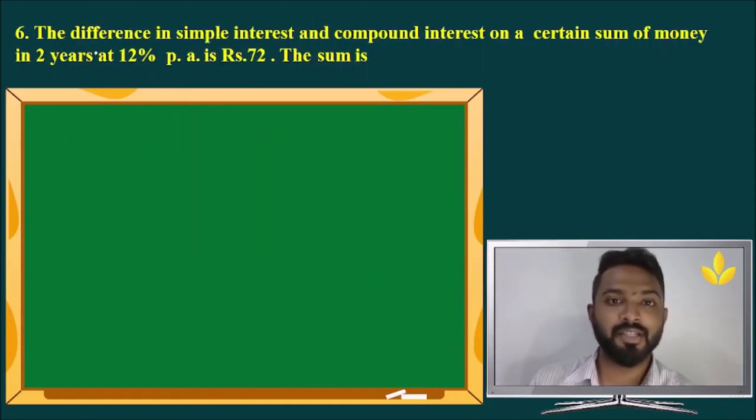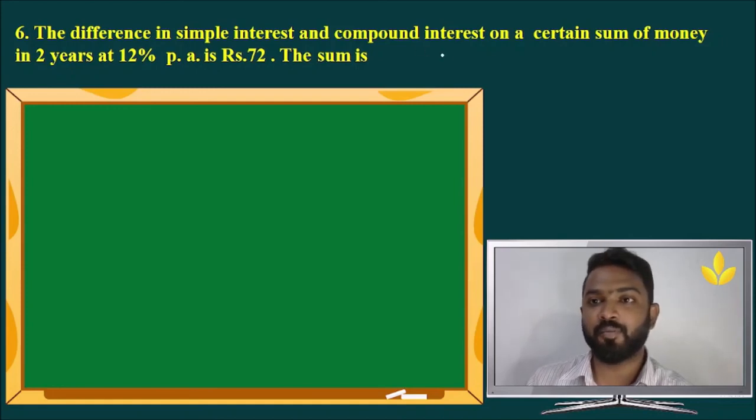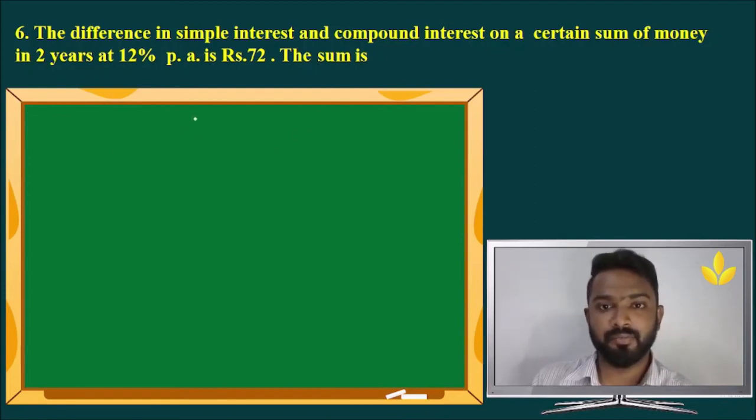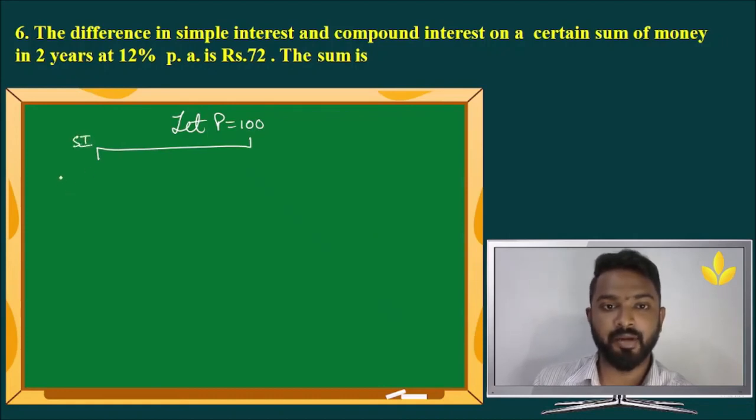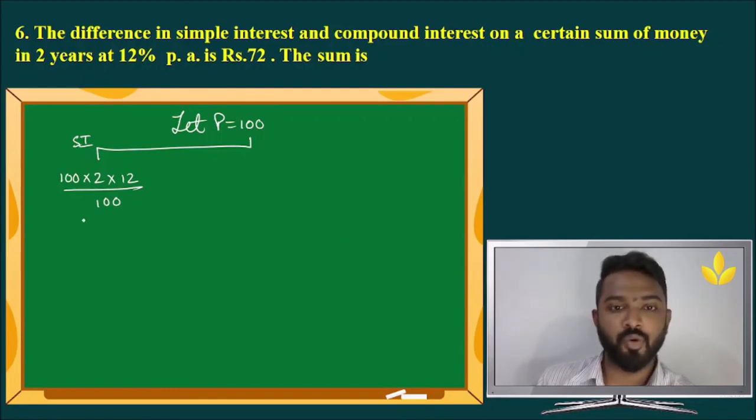Question number 6. The difference in simple interest and compound interest on a certain sum of money in 2 years at 12% per annum is 72. What is the sum? Okay, let's do it. We again let the principal be 100. Simple interest is how much? We have PTR by 100. P is 100. Time is 2 years. Rate is 12 by 100. Okay. So we have 24 as the simple interest.